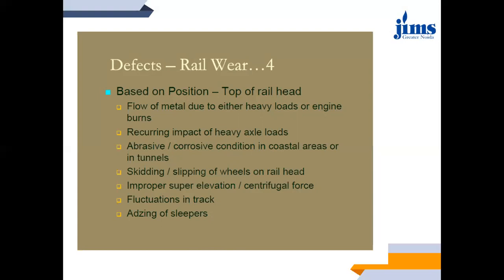Okay. So at the top of the rail head, the rail wears may be caused due to n number of reasons, like flowing of metal due to either heavy loads or engine burn. Then recurring impact of heavy axle loads can be there. Then sometimes abrasive or corrosive conditions can arise in the coastal areas or tunnels, like we have discussed earlier. Then skidding and slipping of wheels on the rail heads is there.